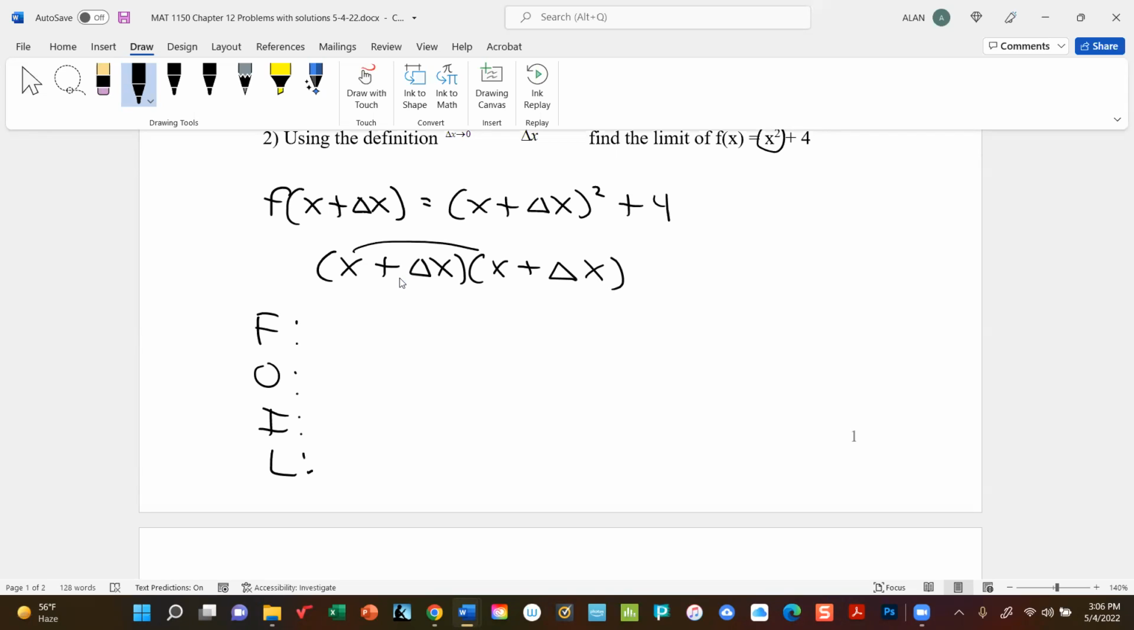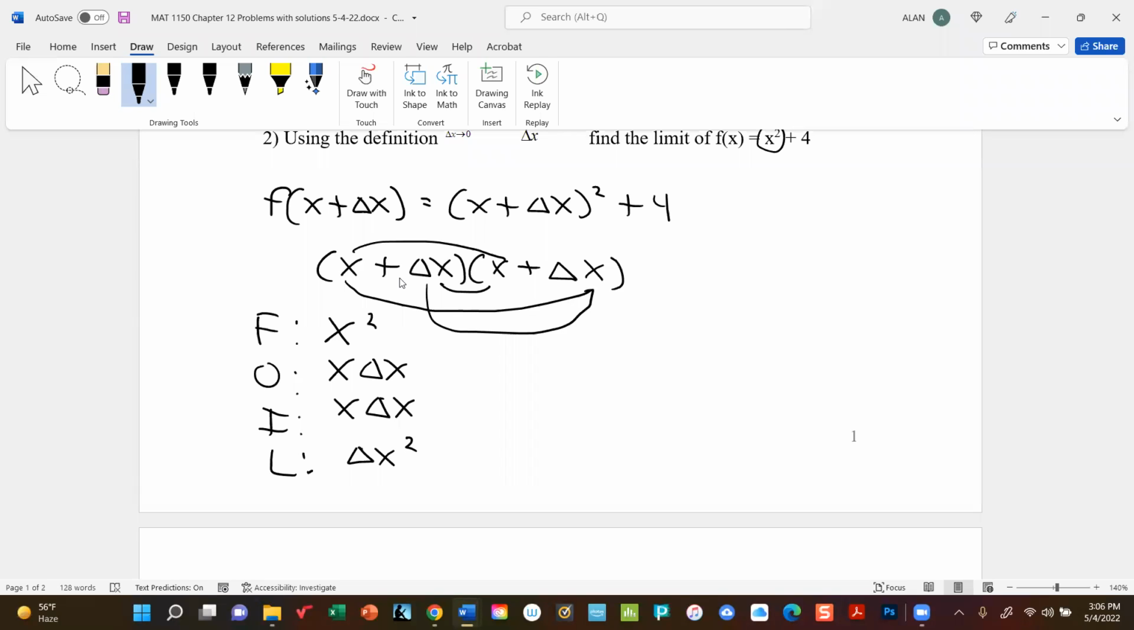F means the first terms in each set of parentheses. O is the outer terms, x delta x. I is the inner terms, again, x delta x. And then last would be these two terms, delta x squared. So when you combine these, you'll have x squared plus 2x delta x plus delta x squared. All of this is what we mean by f of x plus delta x.